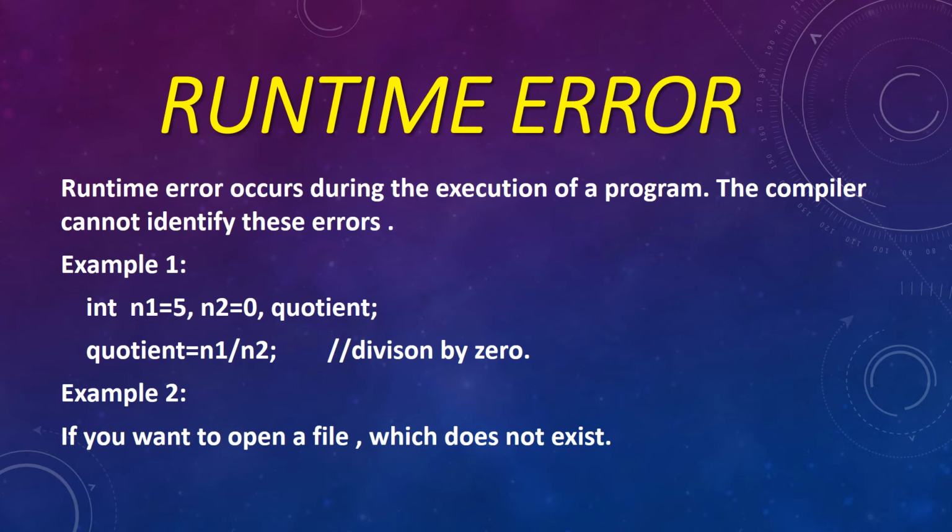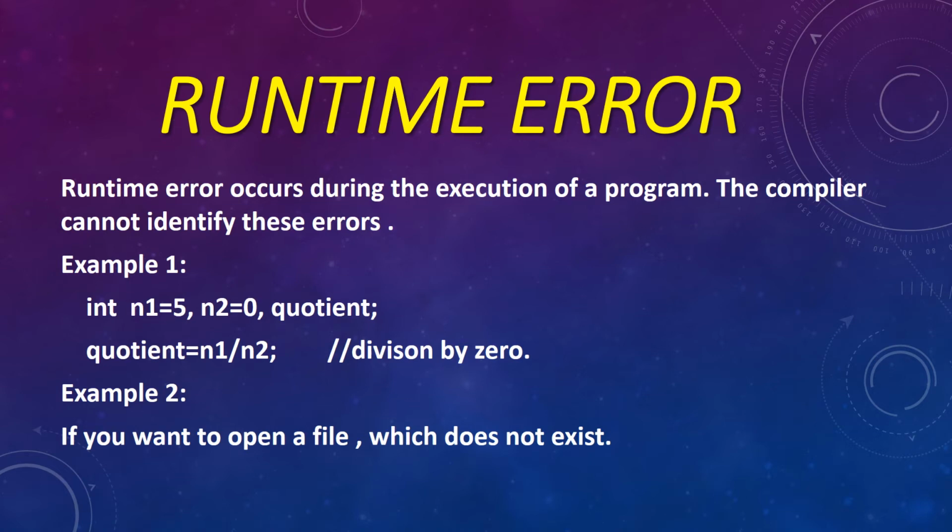Here I have one variable n1 and a second, n2. n1 is initialized with 5, n2 is initialized with 0, and we will divide these two numbers to get the quotient. So the third variable is quotient. Quotient is equal to n1 by n2, which means 5 is divided by 0. So it will show the error, division by 0. It is also a runtime error.